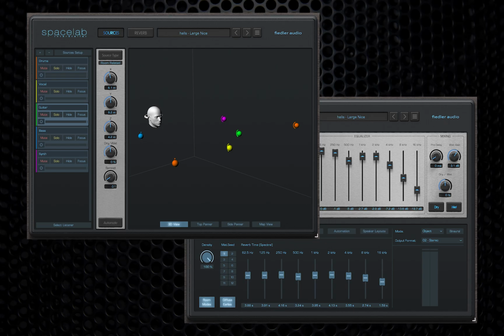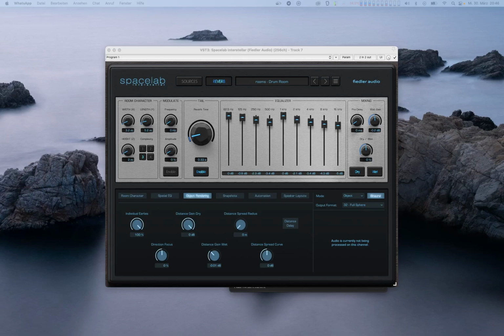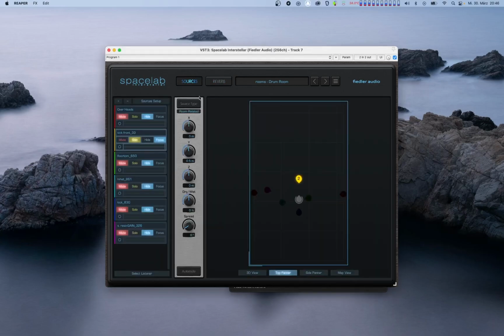The first parameter is called individual earlies. Its value is displayed as a percentage and determines how many of the early reflections of each object are calculated depending on the object's position. By default, this is set to 100%, and when moving objects around your virtual room, you can hear the changing early reflection patterns.